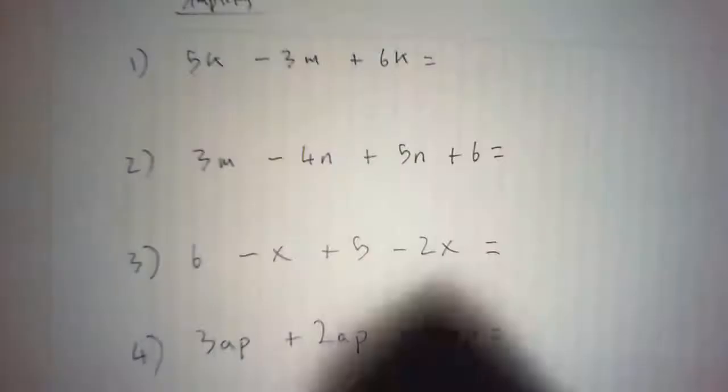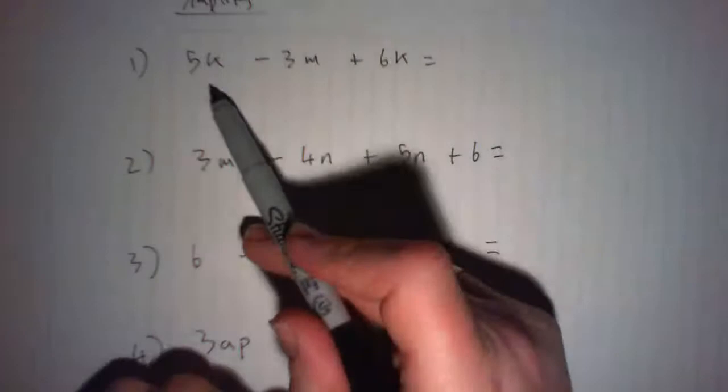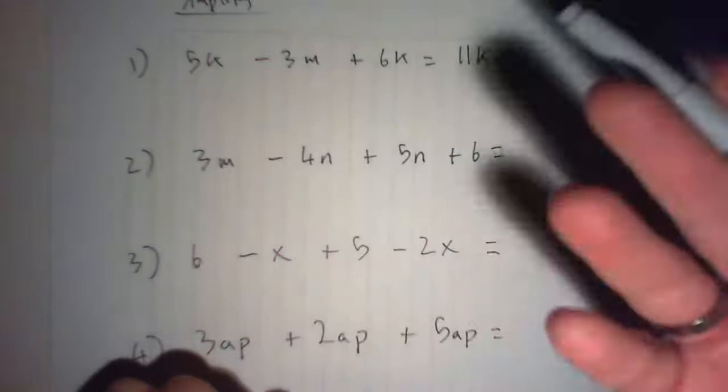And we're back. Right. So this one's a little bit more difficult, I can see. Let's give it a go. 5k. So I have a k, an m, and a k. So the only thing I can add there are the k's. 5k plus 6k. It's 11k. Is there any other m's? No. So I'm still stuck with that. Okay, I hope you got that one right.